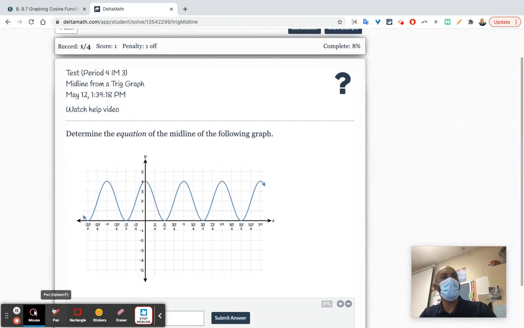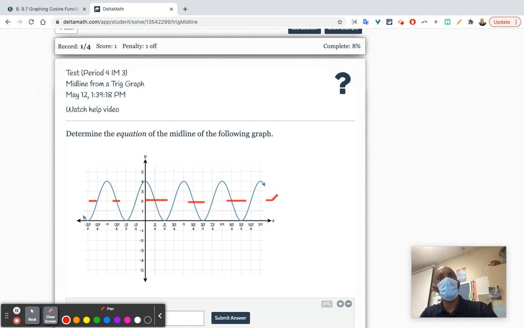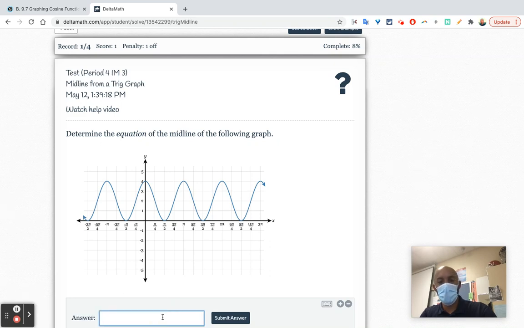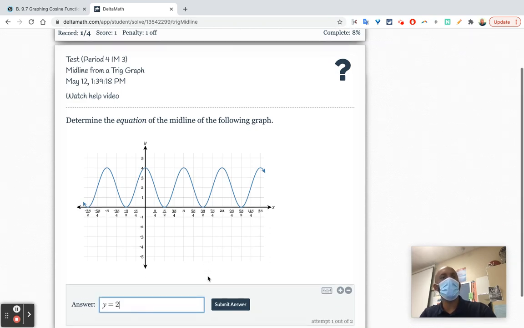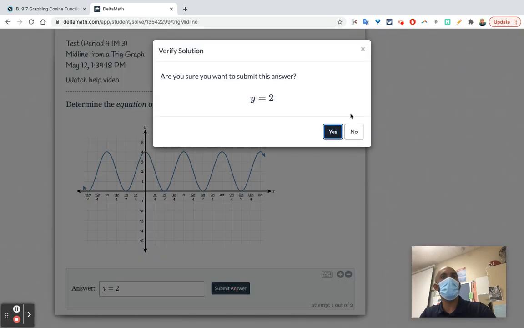So I'll do one more. So here you can see that the middle, or the midline here, is now at positive 2. So now when I go down here to write out my equation, I simply just write y equals 2. All right, so just do y equals for all of those.